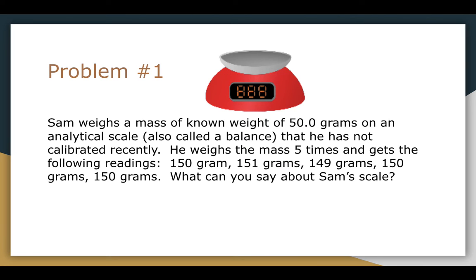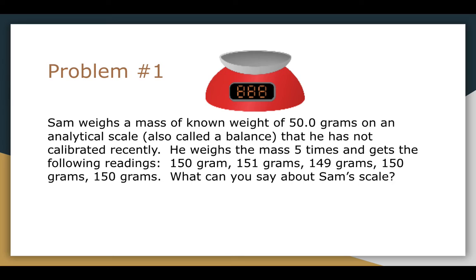So let's do this in practice by looking at a problem, how we would evaluate measurements as precise and accurate. Read along with me. Sam weighs a mass of known weight of 50 grams on an analytical scale called a balance that he has not calibrated recently. You have to understand with these analytical balances where you weigh things, you have to make sure they're calibrated correctly.